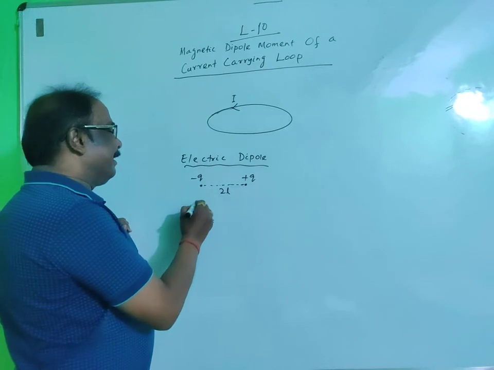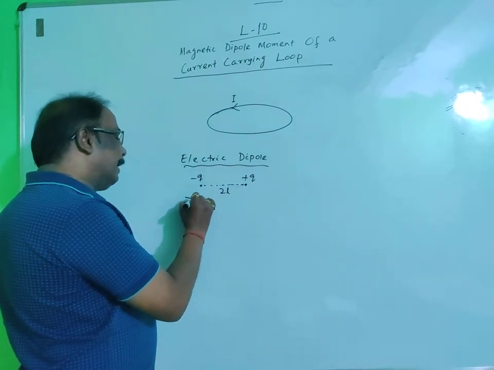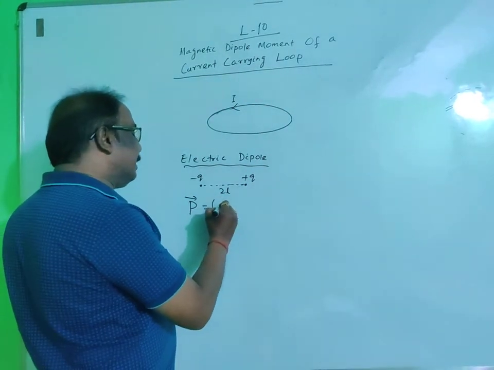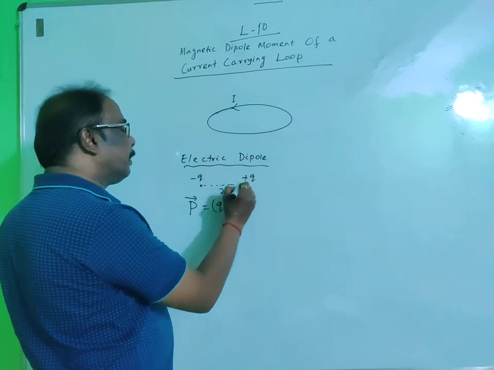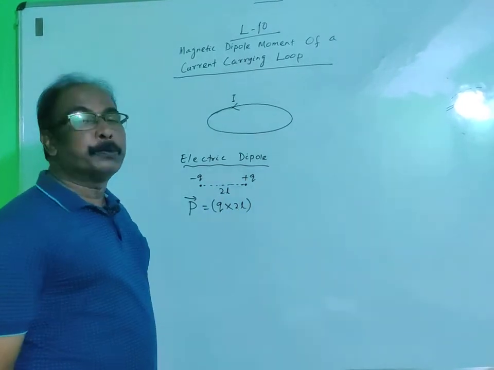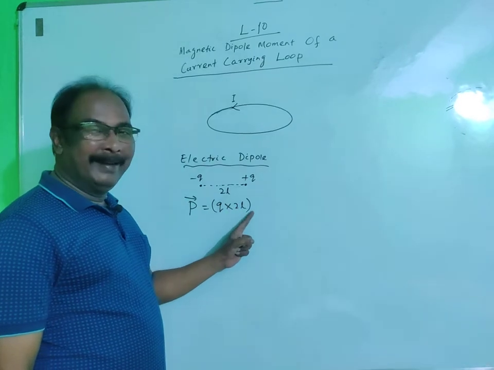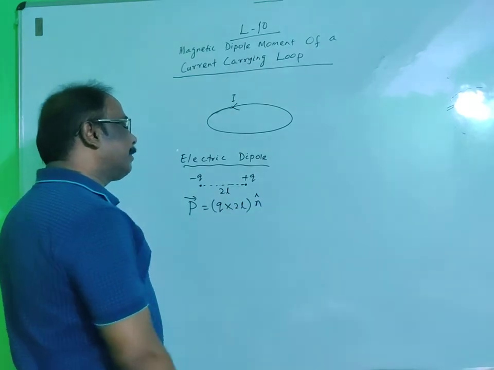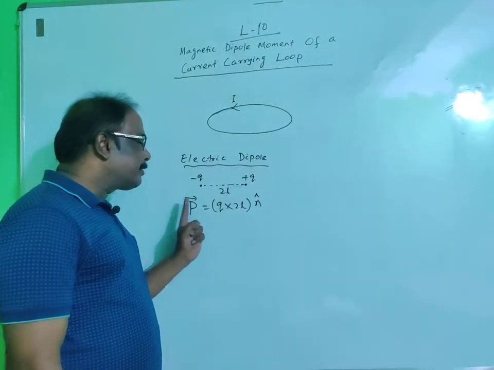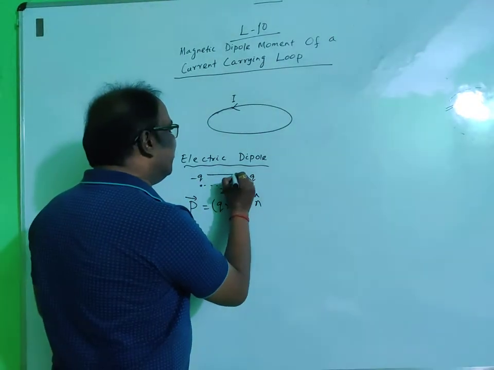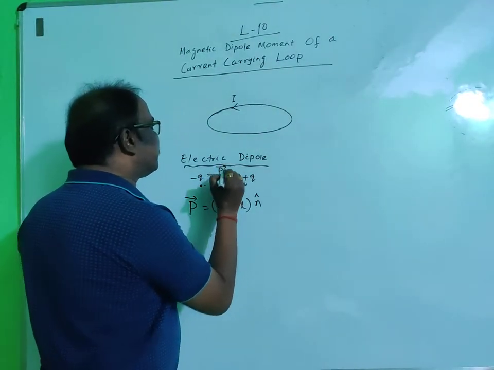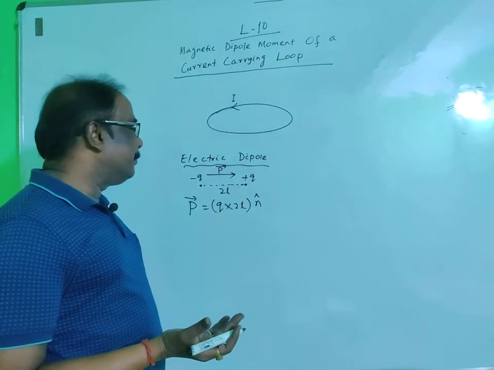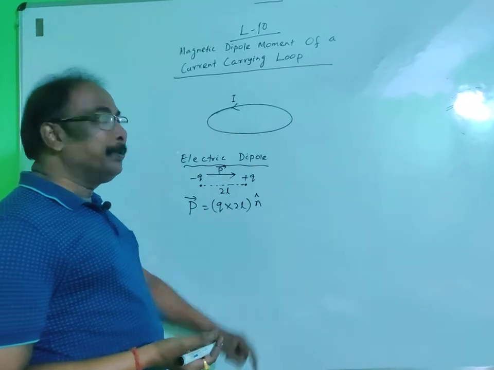Then what is electric dipole moment? Electric dipole moment is written as P and it's a vector quantity, and its magnitude is the product of the magnitude of any one of the charges and the distance between the two charges. Q into 2L, where 2L is the distance between the charges, and for direction, let's take a unit vector. As you know, the direction of electric dipole moment is from minus Q to plus Q.